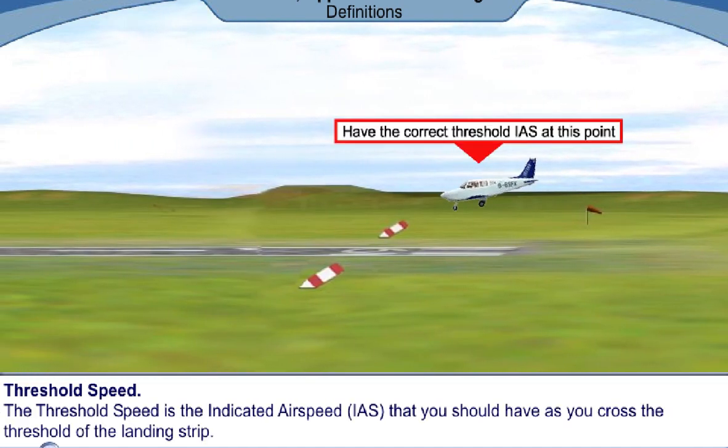The threshold speed is that indicated airspeed you should have as you cross the threshold of the landing strip, that is, the commencement of the available landing area.